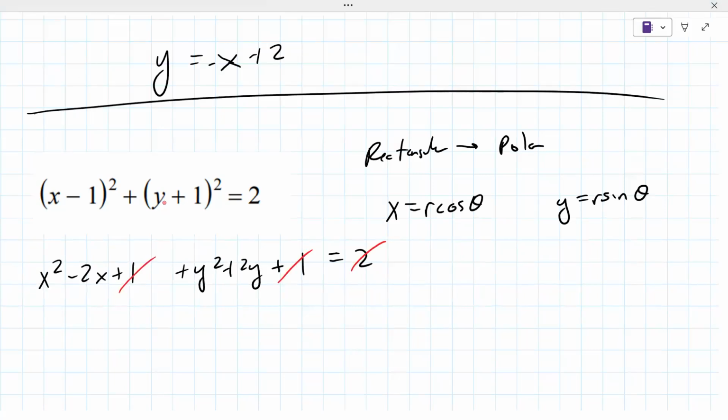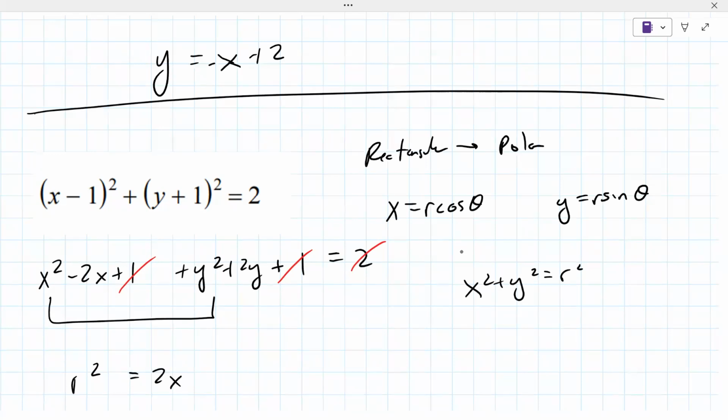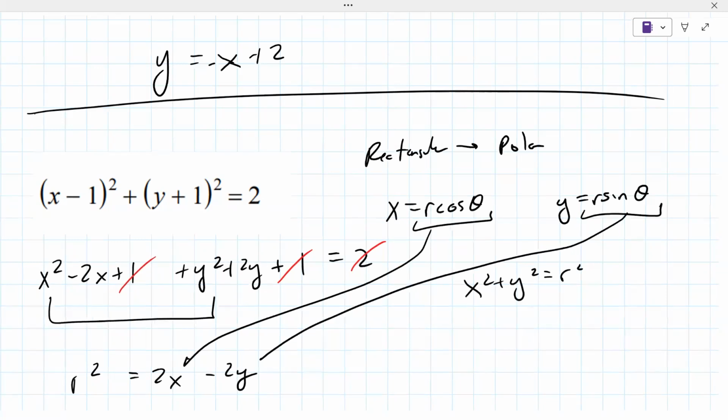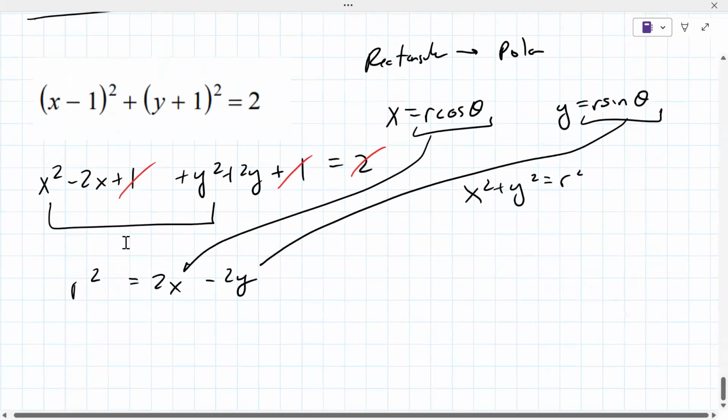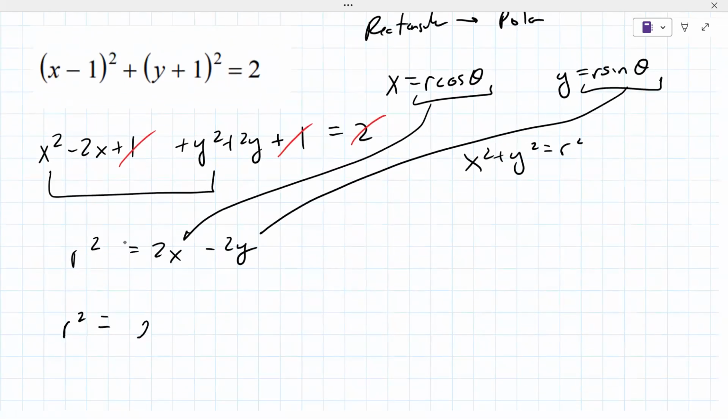These all cancel now. And then you know that x squared plus y squared equals r squared, so these two make an r squared. And then you add, equals 2x minus 2y, just moving that over to the other side of the equation. And that's when you would substitute these in. So it would look like this: r squared equals 2r cosine theta minus 2r sine theta. And then you cancel the r's.